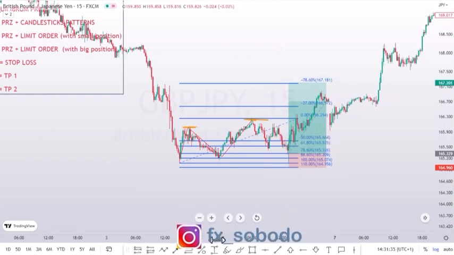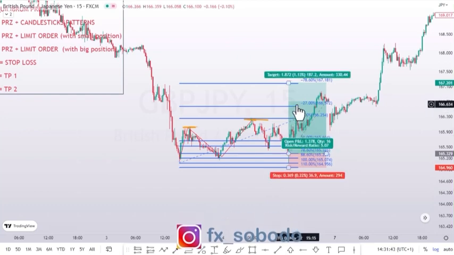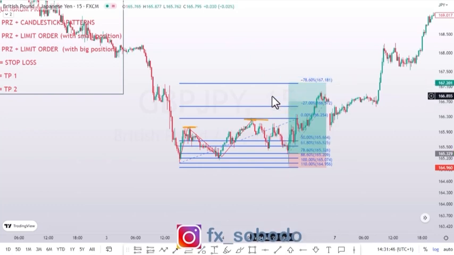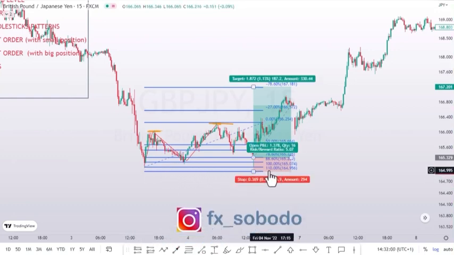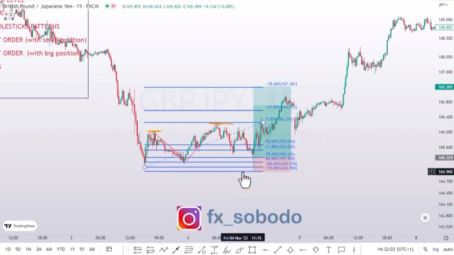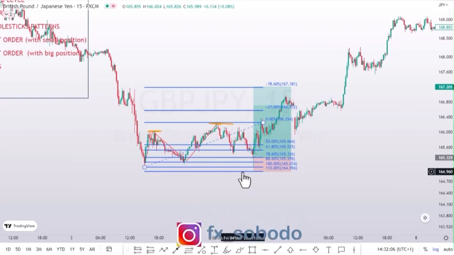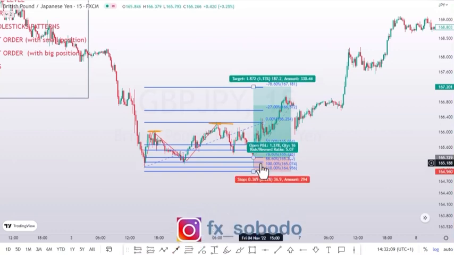You see, here at 00 you can take a partial profit. Then here you can take the first TP, second TP. So basically this is how it works. Here you already know where to place your stop loss, at 110. Always, no matter what, 110 should always be your stop loss. That's why risk management is key.